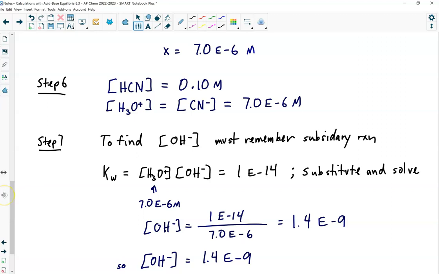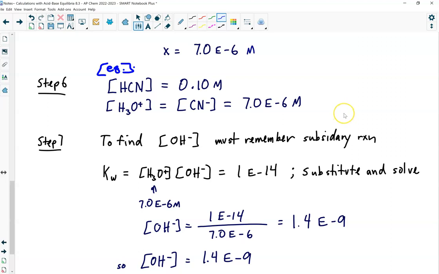Step 6. What is the concentration of HCN at equilibrium? 0.10. So these are the equilibrium concentrations. And then these two guys have a concentration of 7 times 10 to the negative 6 molar.